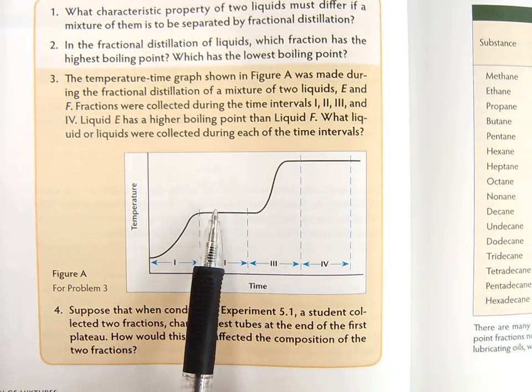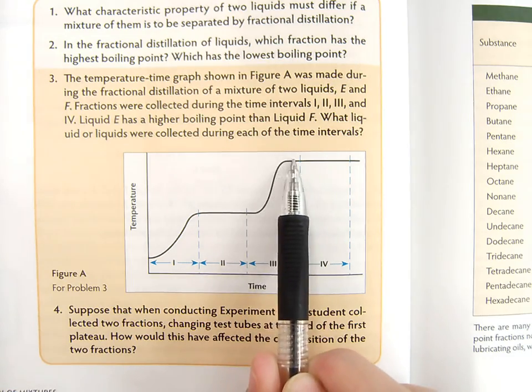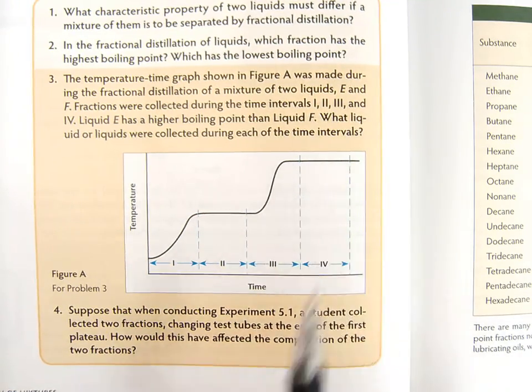Time interval 2 is all liquid F. Time interval 3 is a little bit of F and a little bit of E. And then time interval 4 is all E.